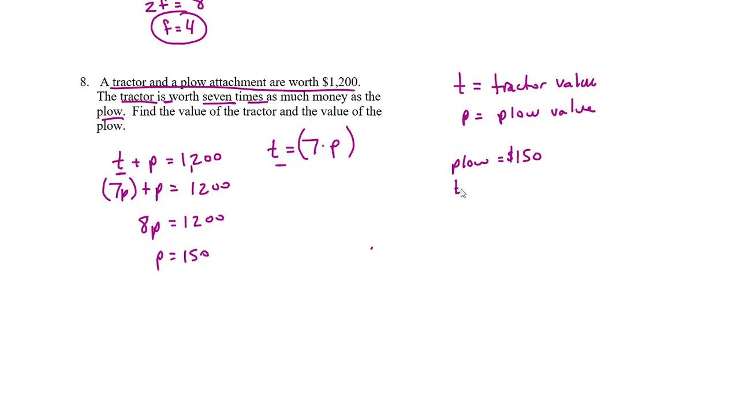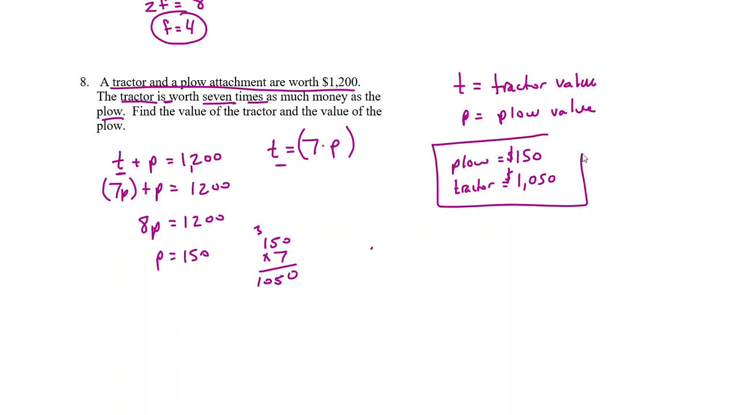The tractor is 7 times that, so 7 times 150 is 1,050. $1,050. And together they add up to 1,200, so this makes sense.